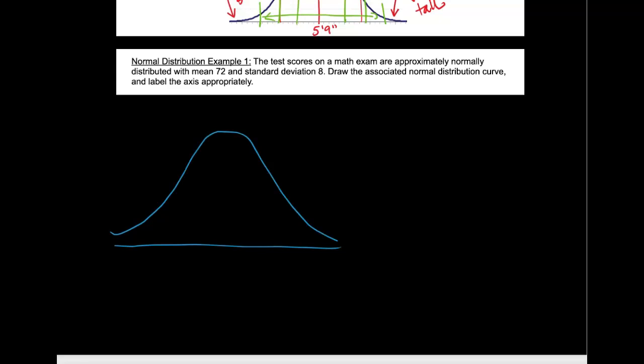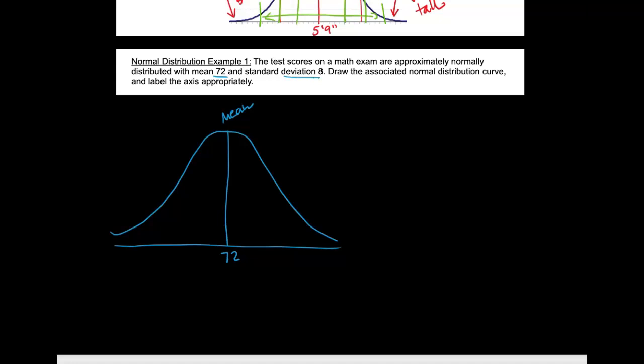And I always start by putting a line in the very center. And remember, the very center represents the mean, the median, and the mode. And so since the mean test score was 72, I'm going to put 72 in the very center. And then the standard deviation is 8.